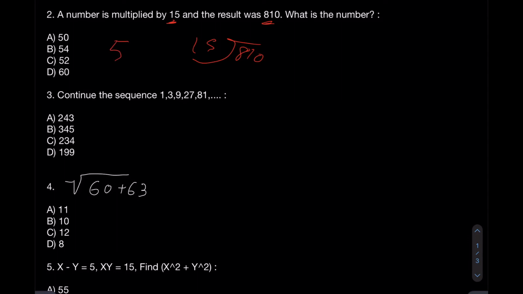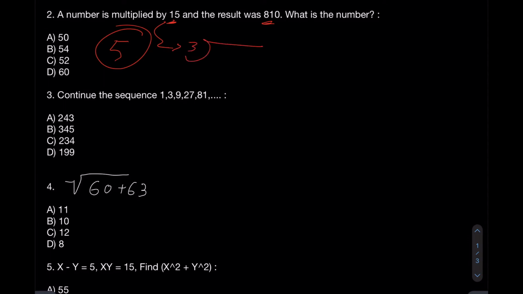How do I know that? Because any number, this is a very important point, any number that ends with 5 and any number that ends with 0 is divisible by 5. Thus, 15 divided by 5, that will be 3.